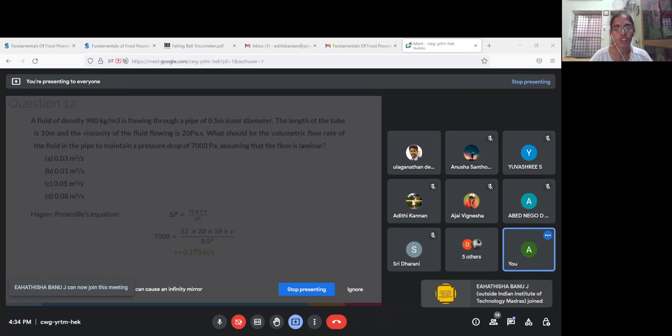So once you get velocity, how do you calculate the volumetric flow rate? Velocity into flow area. Yeah, velocity into flow area will give you the volumetric flow rate. In this case, the flow area is the cross-sectional area. So velocity into cross-sectional area will give you the flow rate, which comes out to be 0.05 meter cube per second. So the correct answer to this question is option C.